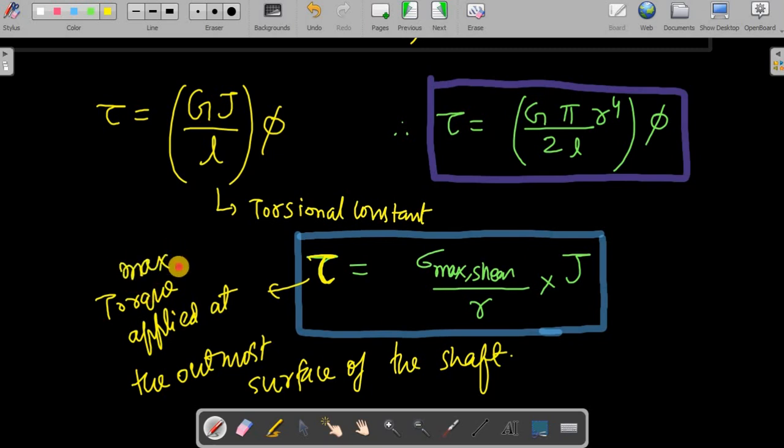This is like the maximum within the limit, otherwise it may break down. If the torque applied is more than this value, it will break down the whole shaft, or this cylindrical element will break down, right? So this is what we need to do.